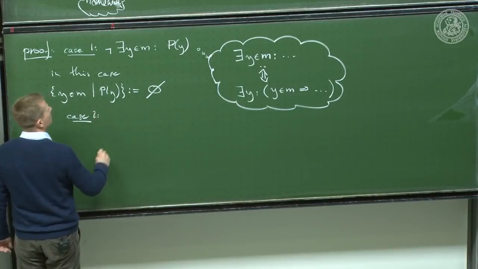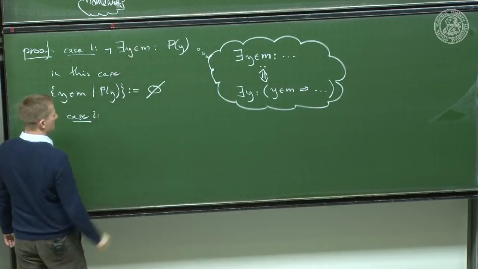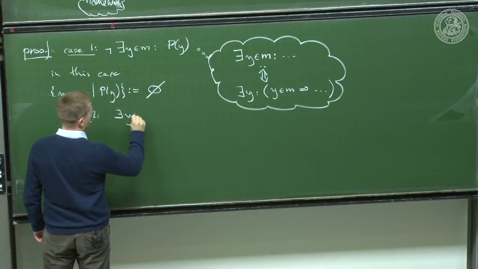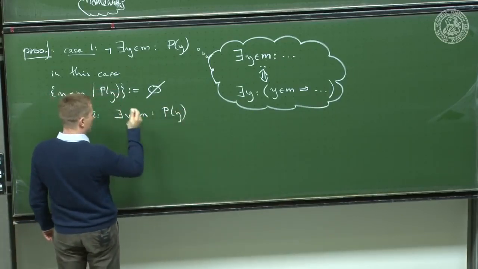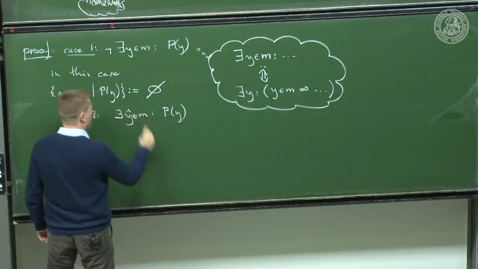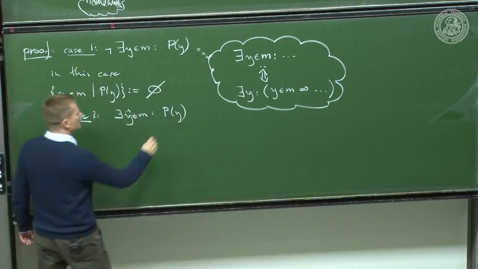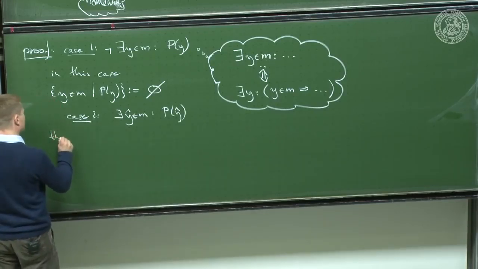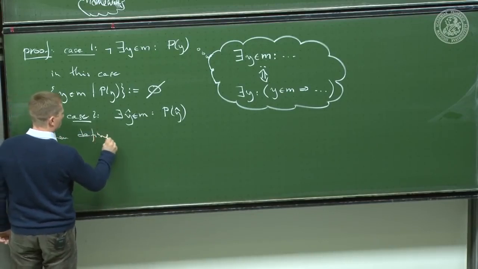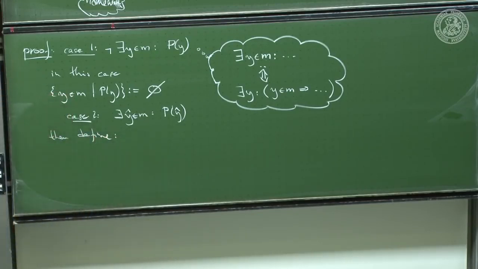But then in case 2, that's obviously the complement of this. There exists a y in M such that P of y, and let's give it a special name, y hat. There is a particular y hat for which it's true. So there's at least one y for which it's true. Take one such y hat. Okay?